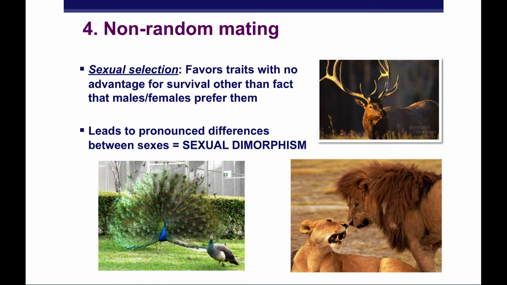Another example is non-random mating. So non-random mating basically means sexual selection, meaning that the organisms that are having sexy times are selecting their mate based on things other than whether or not they're the ones who survive the longest. Generally speaking, this tends to be when organisms end up favoring traits that don't have an advantage to survival, other than the fact that for whatever reason, the males and females tend to prefer that trait. And this tends to lead to something called sexual dimorphism, which is scenarios where the males and females in a population end up looking really different.